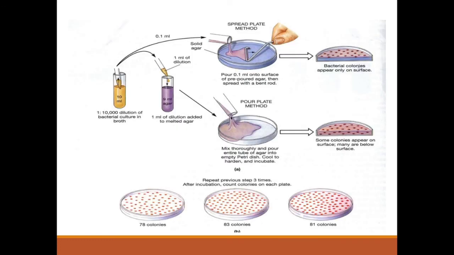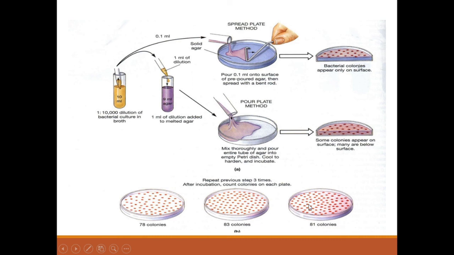So the diagram shows this is a diluted sample. We are transferring 0.1 ml, pouring 0.1 ml, and then you have to spread it throughout the plate. So you will get well isolated colonies. You will get only surface growth; you will see the growth only on the surface.